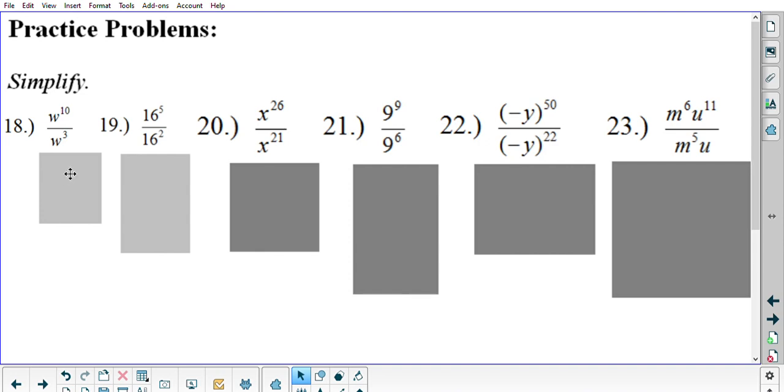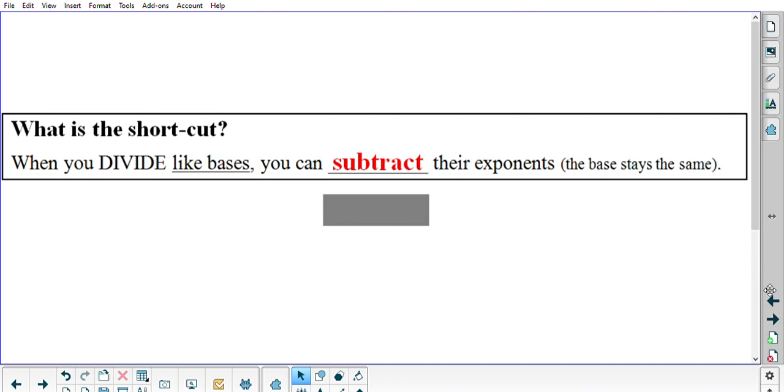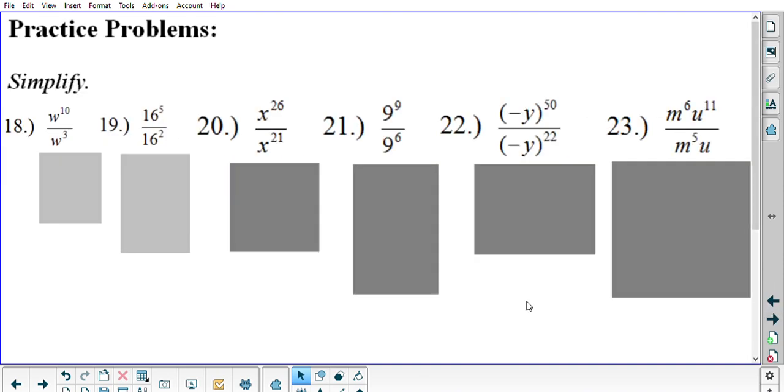Number 18, let's use the shortcut that we just learned. Such a quicker way of doing these problems. And that is when we divide like bases, remember the fraction bars mean division. When you divide like bases, you can subtract their exponents. So, problem number 18. We are definitely dividing like bases. So we can subtract their exponents. 10 minus 3. That will give you 7.